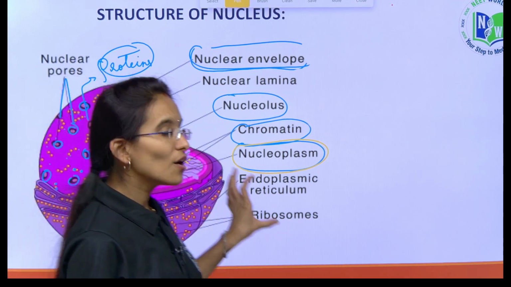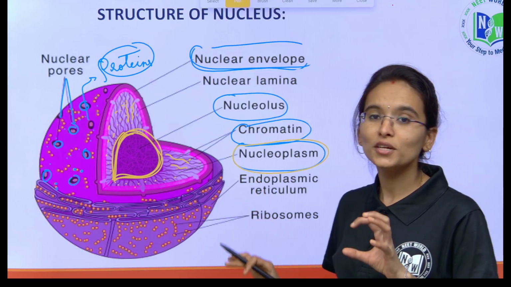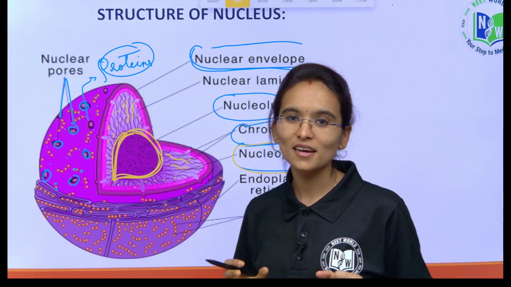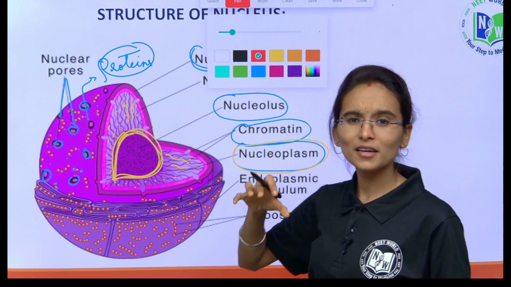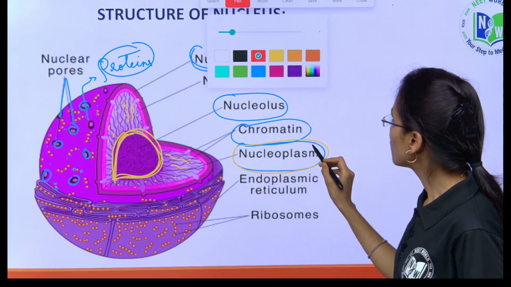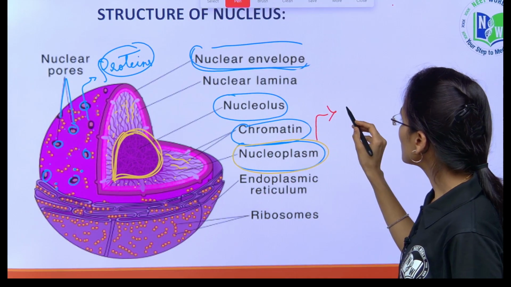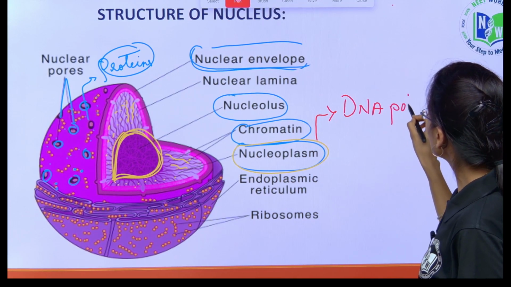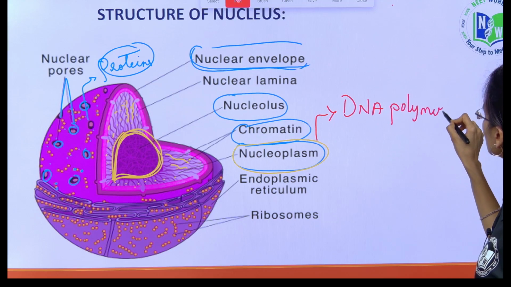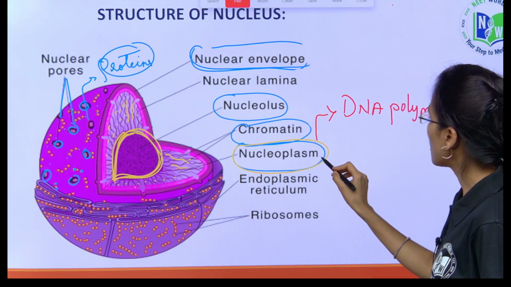Okay. Now, this nucleoplasm is going to contain some important enzymes. What, children? They are going to contain some important enzymes. Okay, what are they? They are going to contain DNA polymerase and RNA polymerase.